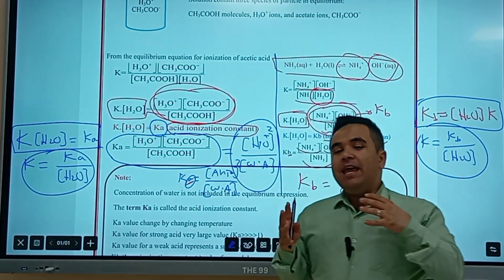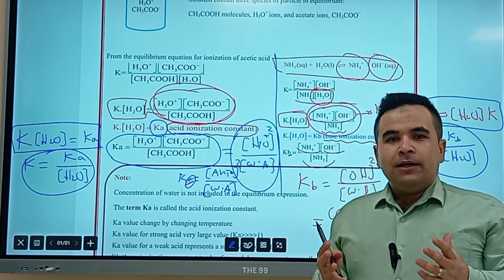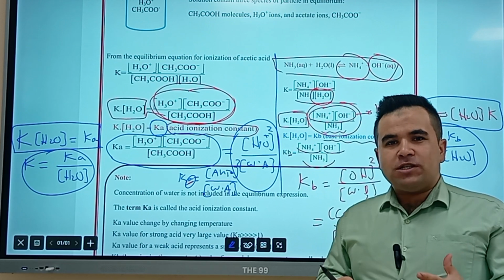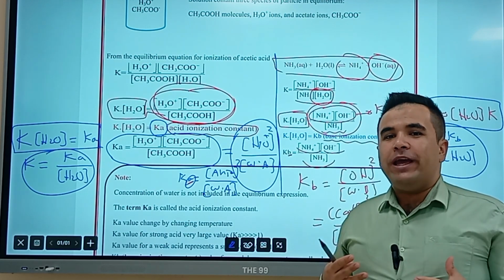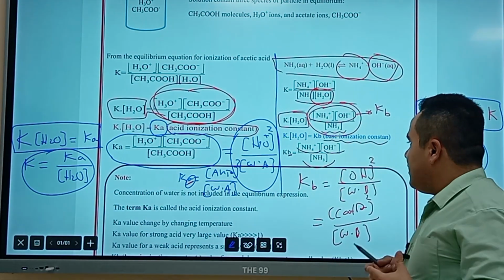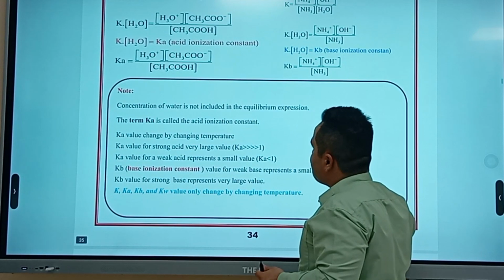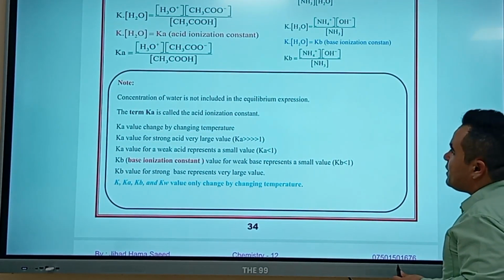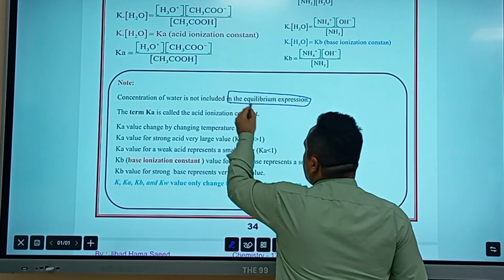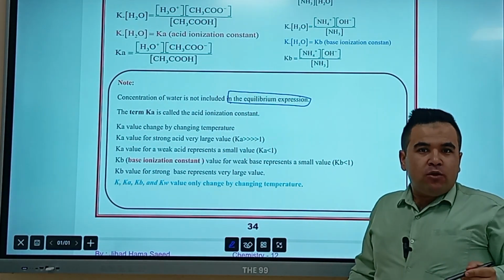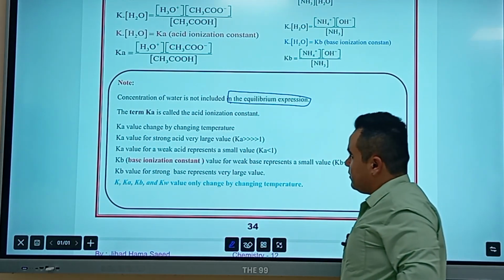We use Ka and Kb values to calculate the hydronium, hydroxide, pH, pOH, and degree of ionization of the weak acids and weak bases. Let us provide some notes about the Ka and Kb, guys. The concentration of water is not included in the equilibrium expression. Why? Because water is a liquid. We said the concentrations of liquids and solids are constant.